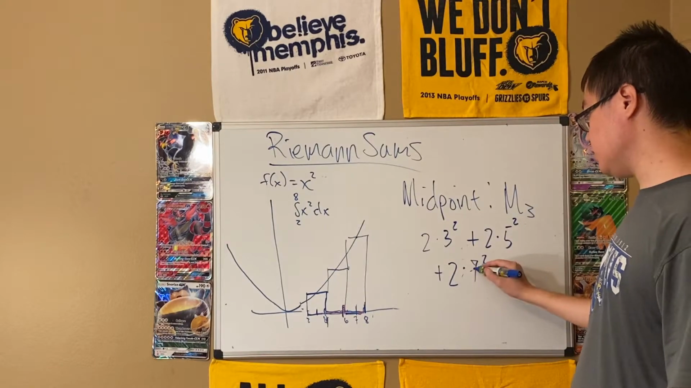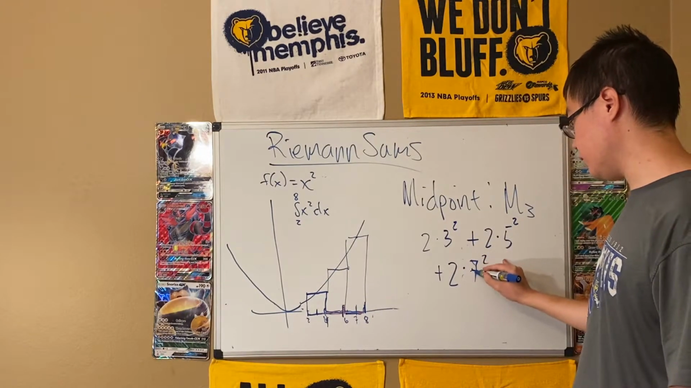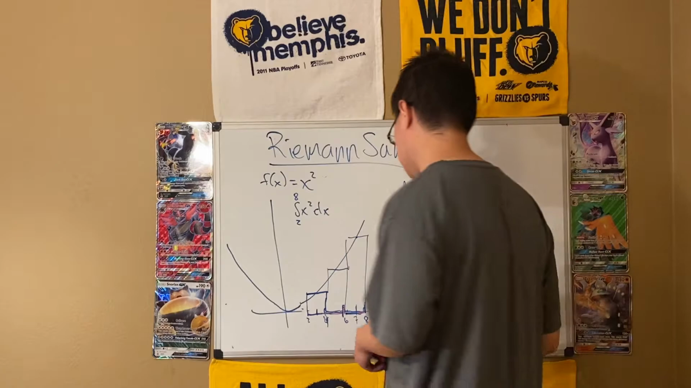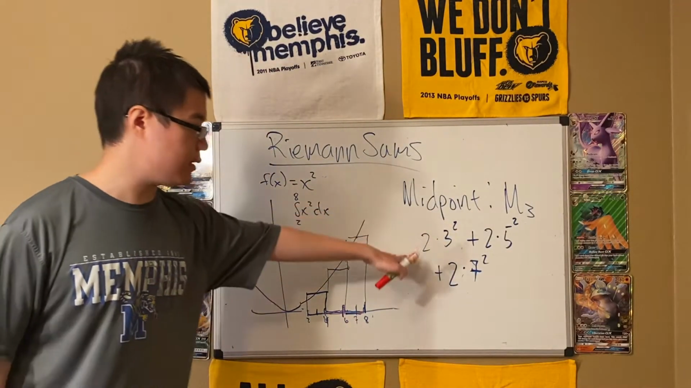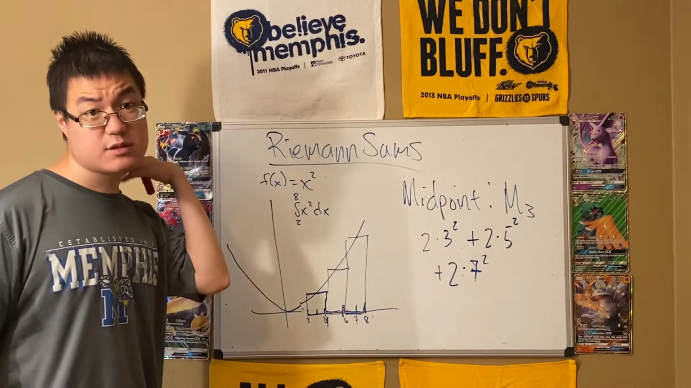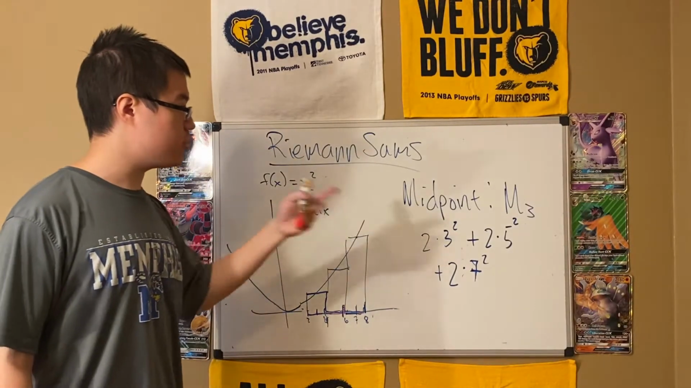If you want, you can actually multiply and add these numbers. Again, I don't really want to focus on that, so I'm not going to do that in this case. The focus is on base times height, choosing different values. So this is the third type of Riemann sum.